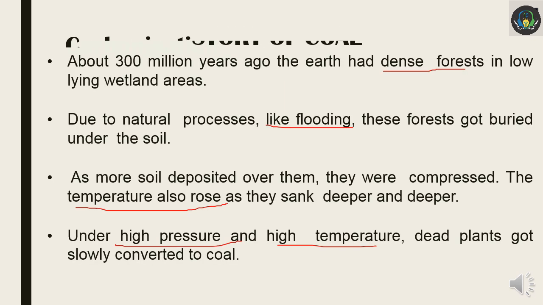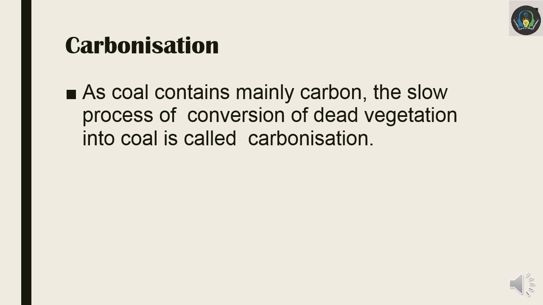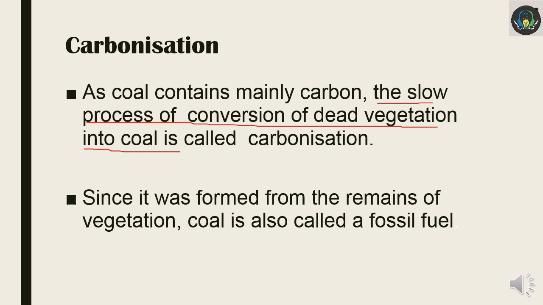Now, this particular process is named as carbonization. So, how do we define carbonization? As coal contains mainly carbon, the slow process of conversion of dead vegetation into coal is called carbonization. Since the coal was also formed from the remains of vegetation, as we have discussed, the dead plants, coal is also called a fossil fuel.